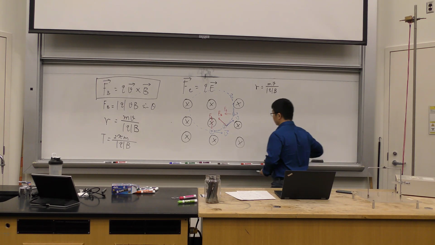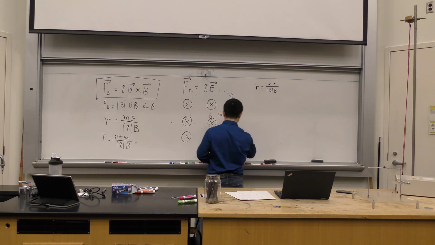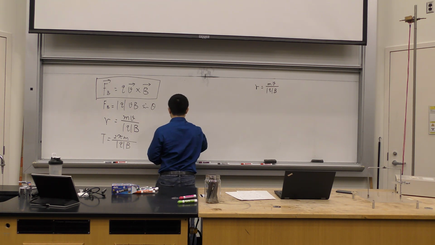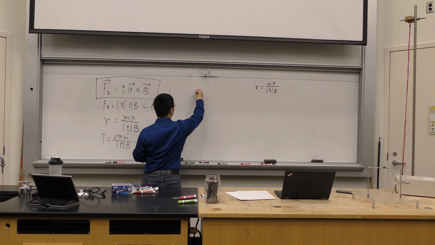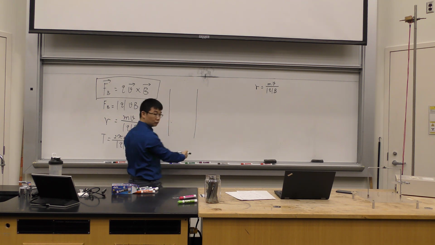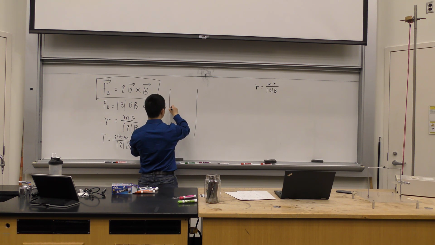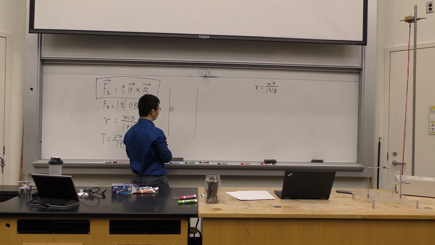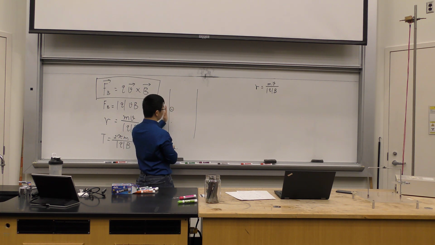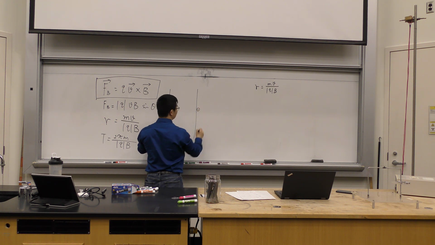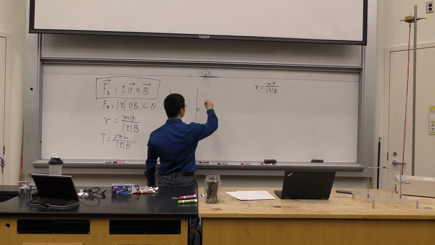So let me draw it out here. This is what happens. It's going to first go through two parallel plates, so there must be the electric field here. The negative charge electron starts from this plate and then goes to that plate, and then it's going to enter a magnetic field into the page.